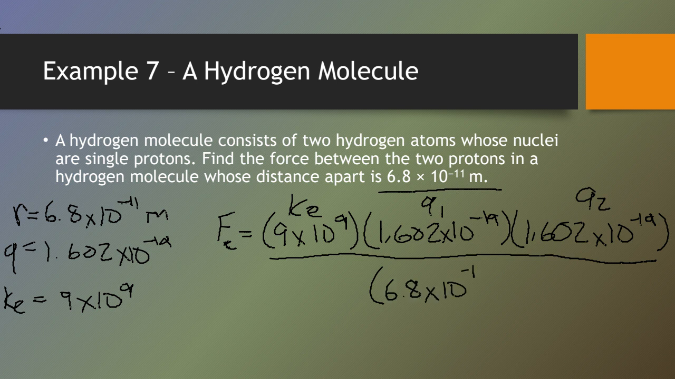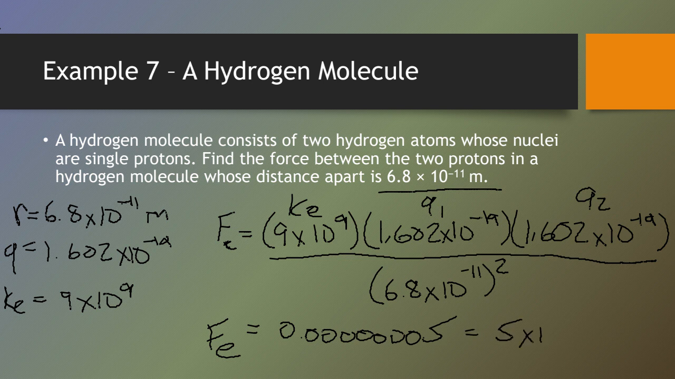Now, the biggest problem you'll likely have with solving a problem like this is plugging it into your calculator. And so my suggestion is always to multiply the numerator values first and then divide by the denominator. Whichever way you do it, just make sure that you're using the exponents in your calculator correctly. If you do this, you should get 0.00000005, which is 5 times 10 to the minus 8 newtons.